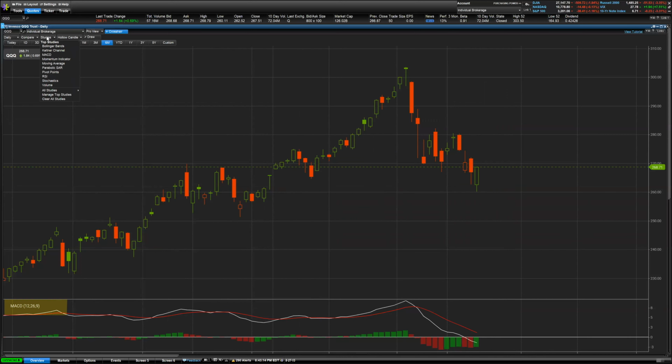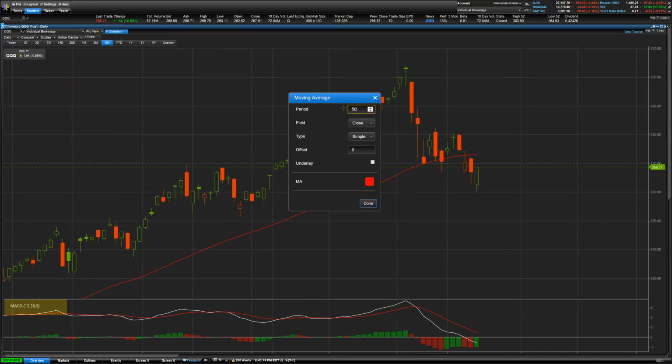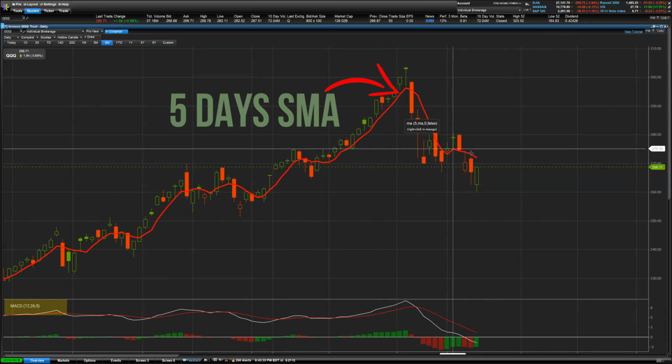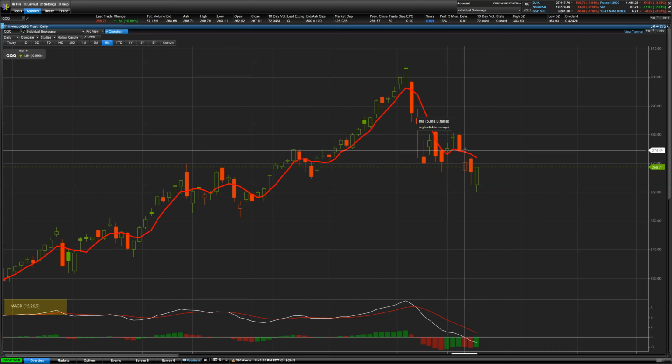Okay, so if we wanted to plot that, we go up here to moving average and we can put in here 5-day. And you can see now here's that red 5-day simple moving average. Okay, so this number right here is telling us the previous 5-day average of these 5 candles. Okay, that's simple. So that's what a simple moving average is. Now, what is an exponential moving average?